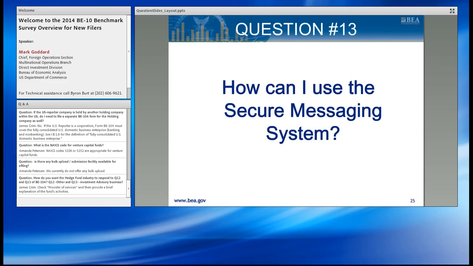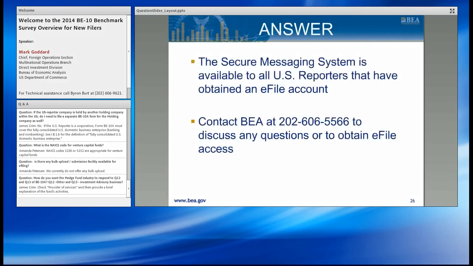How can I use the secure messaging system? The secure messaging system is available to all U.S. reporters that have obtained an e-file account. If you do not have an e-file account, you can always call our office to discuss any questions you have or to obtain e-file access. The contact phone number is 202-606-5566. I have now finished the FAQs for this webinar as well as the video.